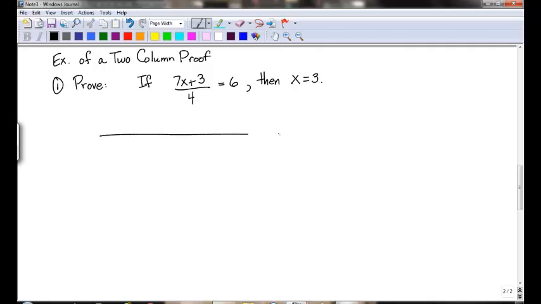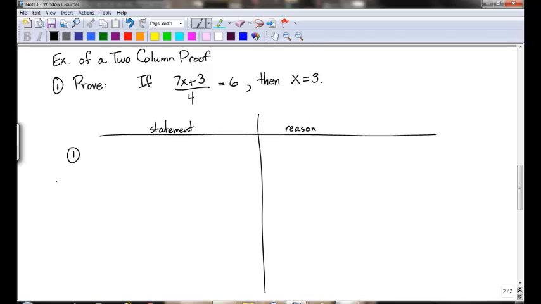So on your paper, two columns. On the left side we're going to put statement, and on the right side the reason. Normally the first one is usually the given. The hypothesis up here, this part is the given. Then we want to prove it equals 3. So start out with 7x plus 3 divided by 4 equals 6. It says if this is true. So the reason is just called given.